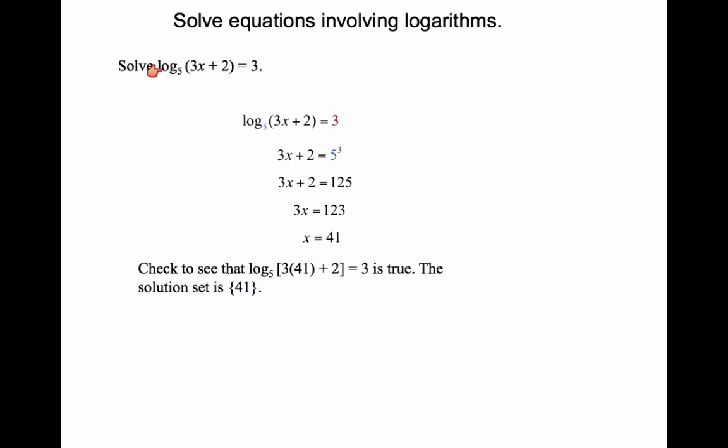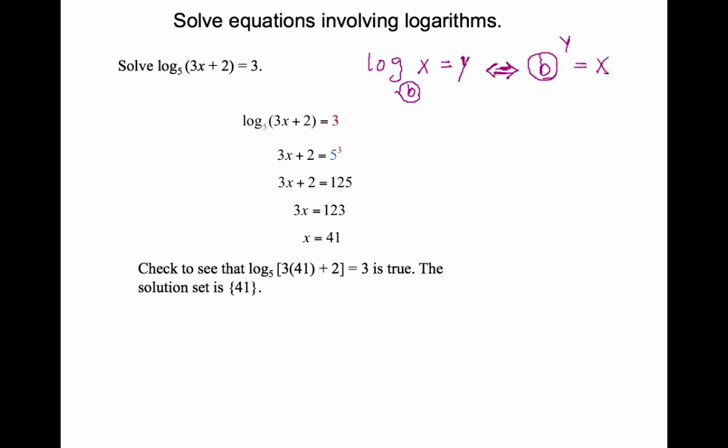Solve equations involving logarithms. We're going to solve log of 3x plus 2 is equal to 3 with the base 5. What we need to do in this case is to use the property that we had before, where log of x is equal to y with the base b. We should be able to convert this to the exponential form. So the base of the logarithm would be the same as the base of the exponential. So b to the power of y would be equal to x. That's how you can go back and forth with this.